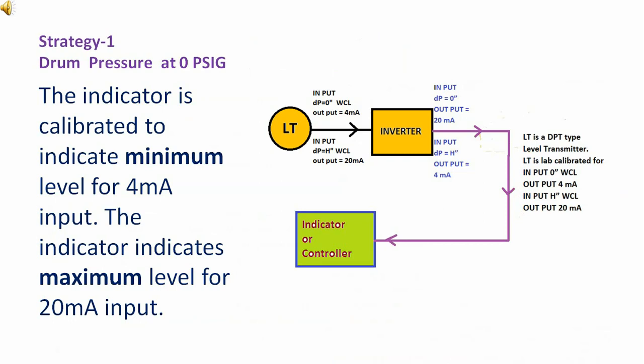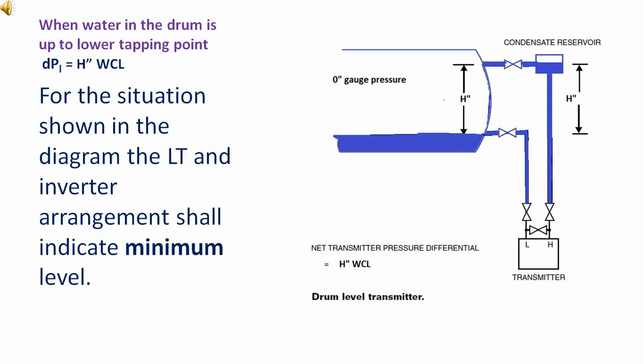The indicator is calibrated to indicate minimum level for 4 milliampere input. The indicator indicates maximum level for 20 milliampere input. DP subscript L is equal to h inch water column level. DP subscript L stands for the differential input to the transmitter when water in the drum is up to lower tapping point. For the situation shown in the diagram, the LT and inverter arrangement shall indicate minimum level.